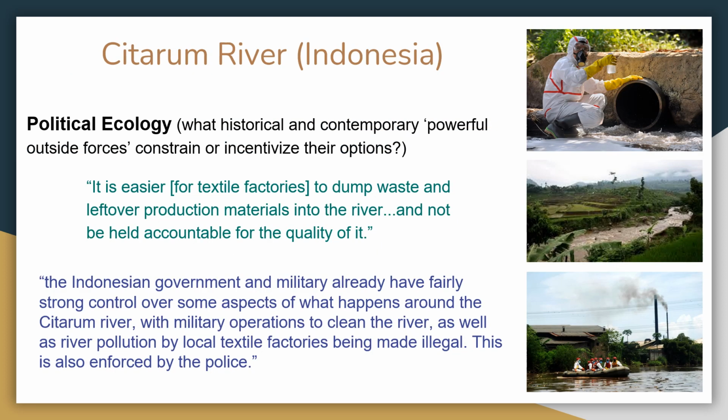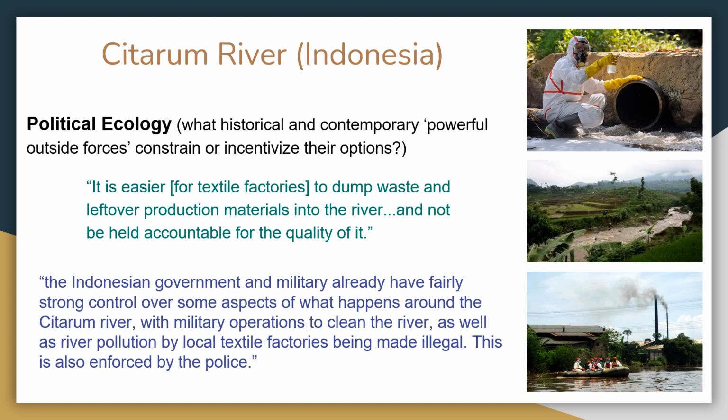Here are some examples from student responses to the assignment that accurately reflect a political ecology lens. The first example says it is easier for textile factories to dump waste and leftover production materials into the river and not be held accountable for the quality of it, meaning the water. This example draws a clear connection between economic incentives and lack of legal accountability and the textile factory's decision whether or not to dump waste into the river.